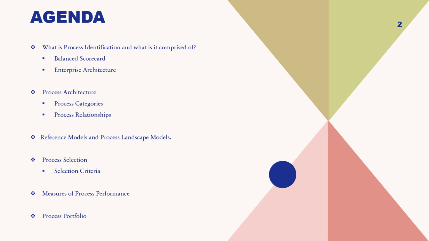We'll then get into the process architecture definition. We'll go through the different process categories as well as the relationships between processes. Following this, we'll delve further into reference models as well as process landscape models. We'll then go through the second component of process identification, which is process selection, and delve further into selection criteria. Finally, we'll wrap up the presentation by going through measures of process performance as well as process portfolio.